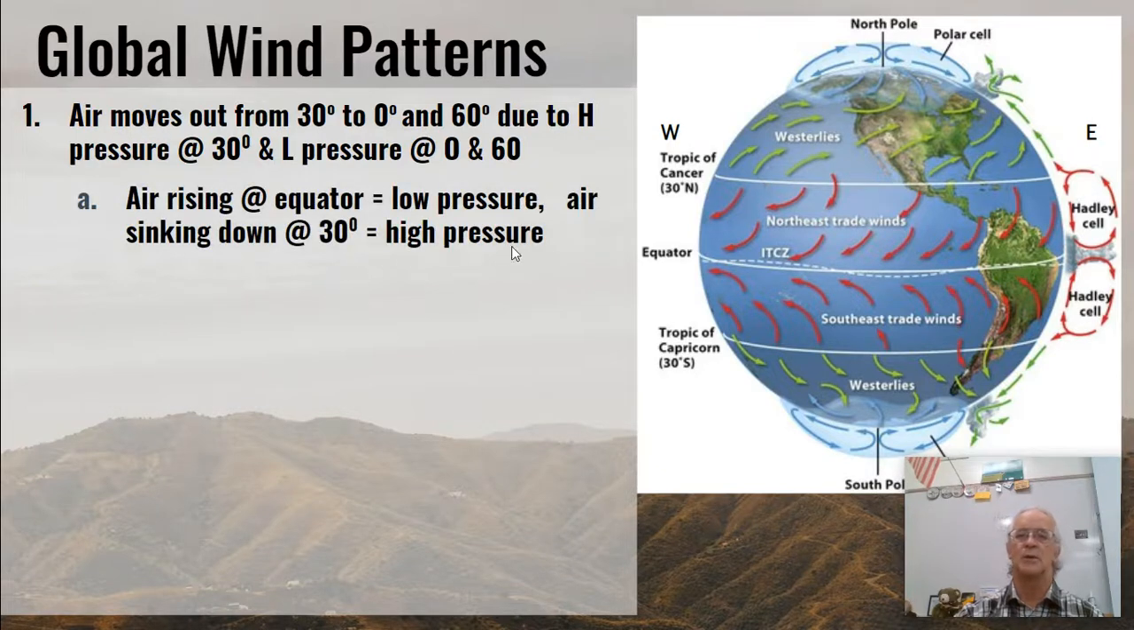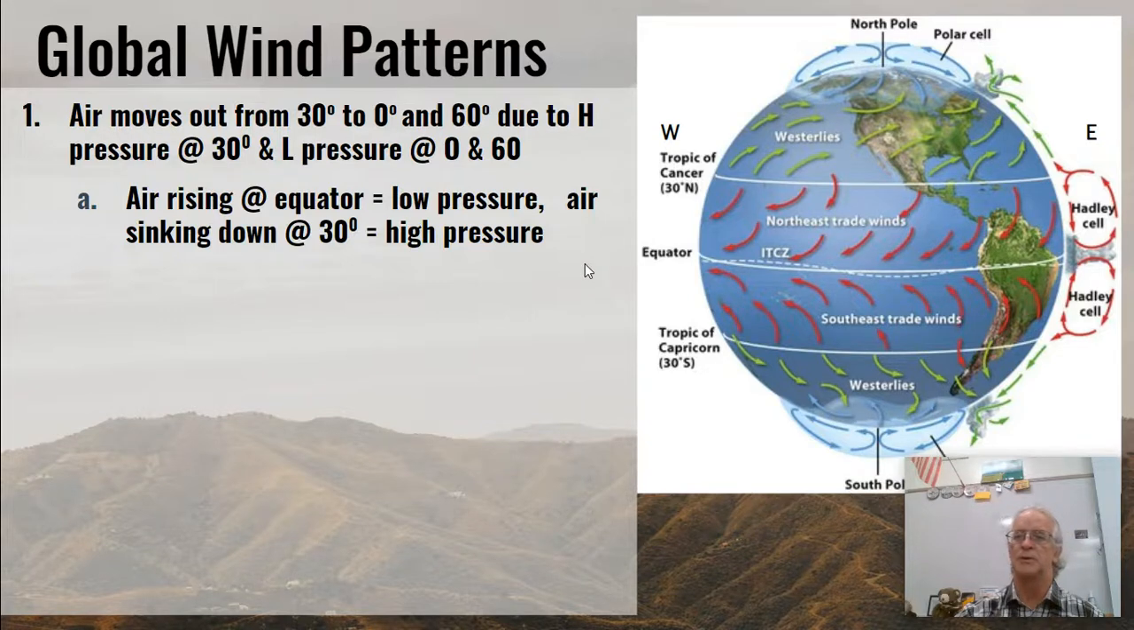Air rising at the equator is low pressure. Air sinking at 30 degrees is high pressure. Now notice that this is named the Hadley cell. There's another cell up here and up here. This is called the polar cell.